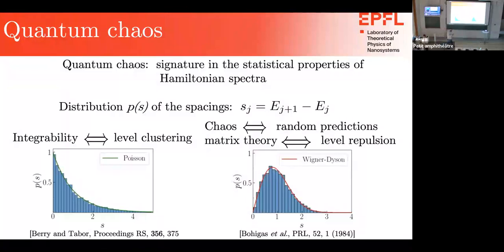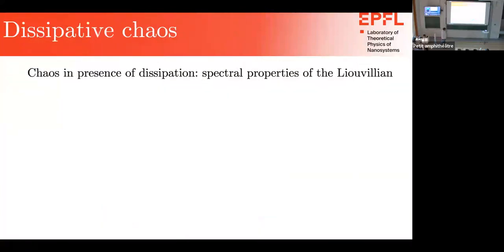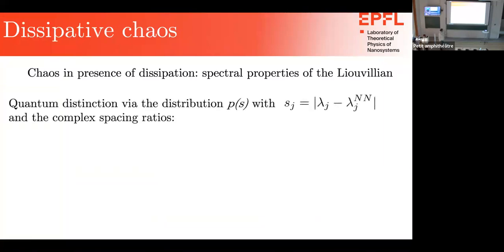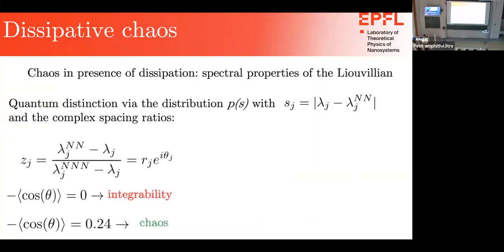So this idea of chaos in terms of underlying symmetry of the system is what gives you level repulsion and the Wigner-Dyson distribution in a Hamiltonian system, versus Poissonian. And it's related to random matrix theory. From there, people said, okay, what can we say about open quantum systems? And the idea is that you can generalize this idea of level statistics also to Liouvilleans. In particular, Prosen introduced the next-to-nearest-neighbor complex spacing ratio.